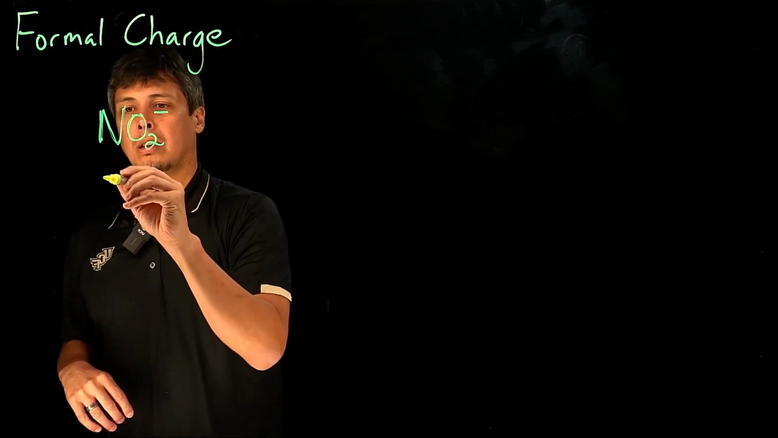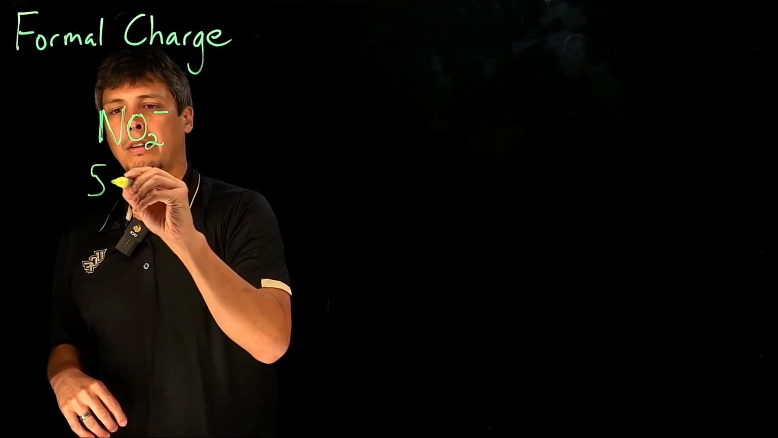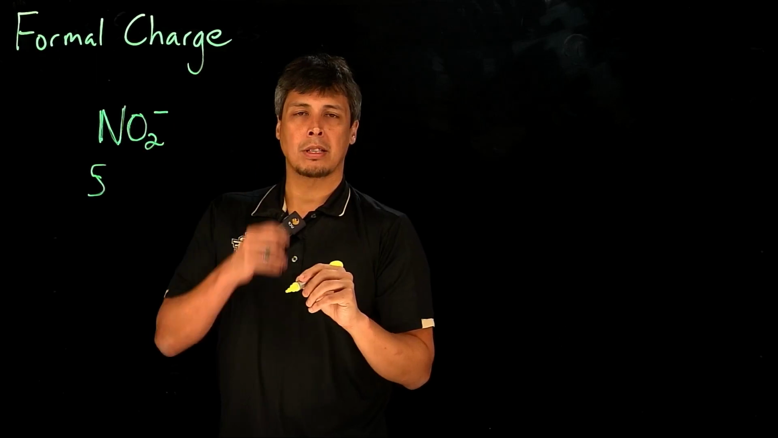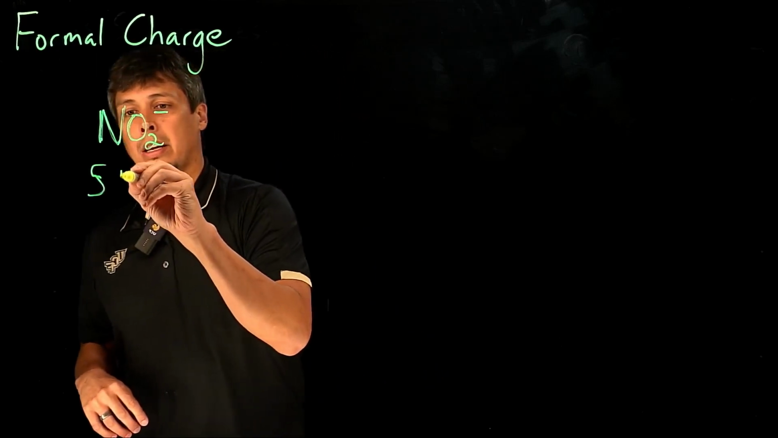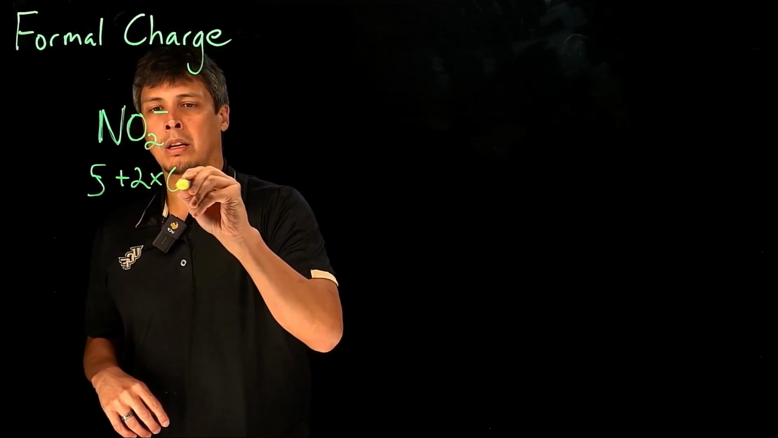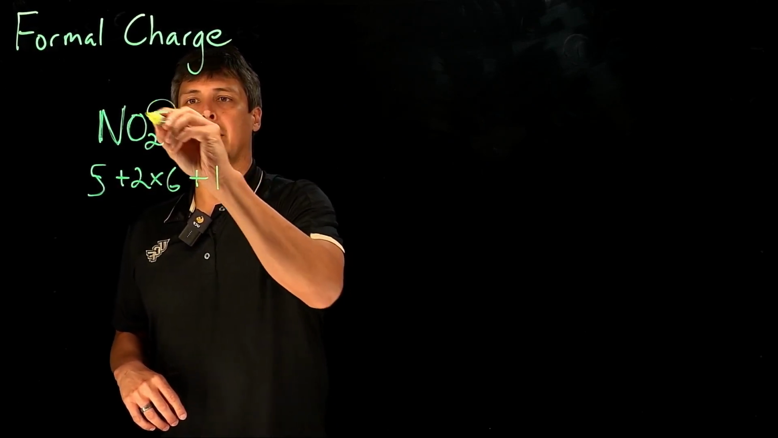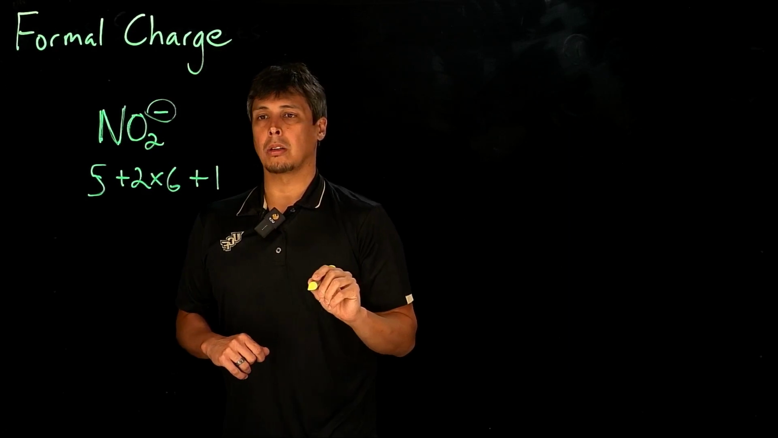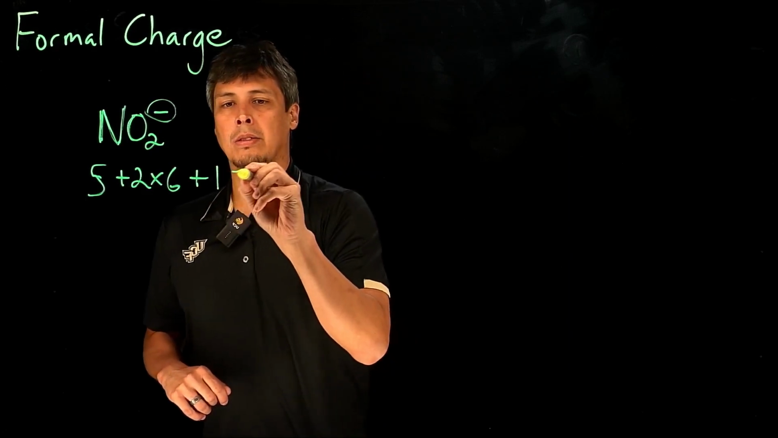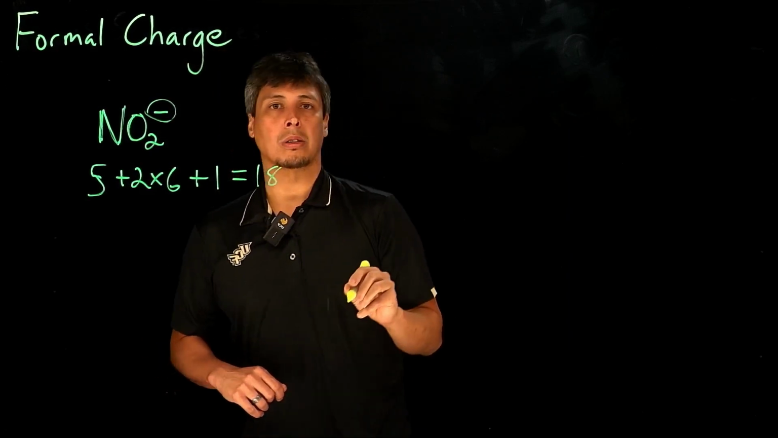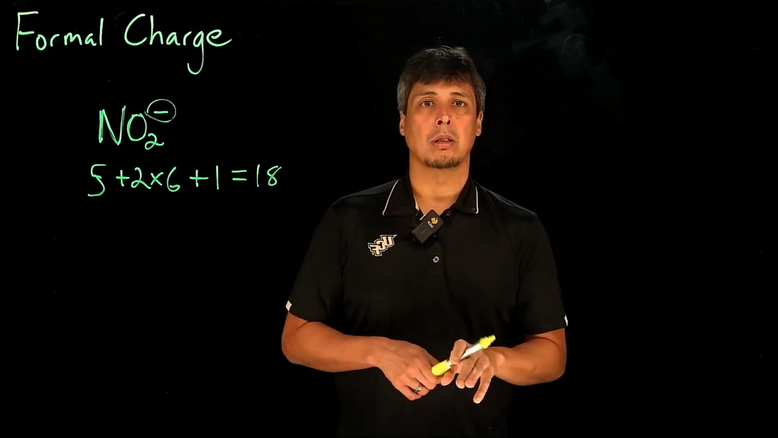The valence electrons for a nitrogen atom is 5, right? And then we have 6 valence electrons for each oxygen atom, so plus 2 times 6. Plus we add another electron here because we have a negative charge in the molecule, all right? And so that gives us all told 18 total electrons. So now we're going to start to distribute this.